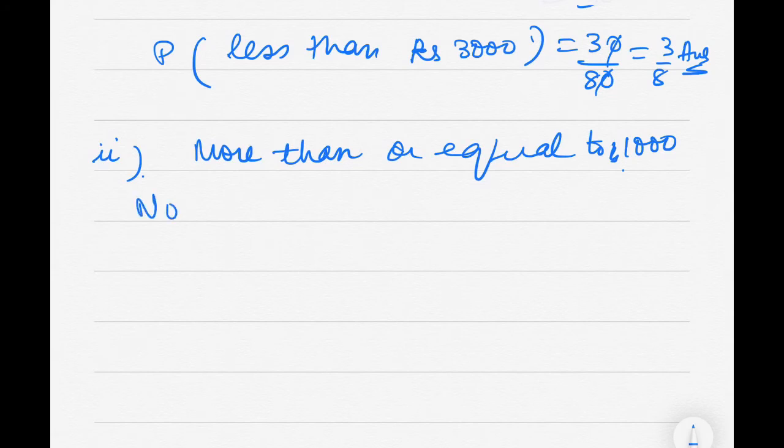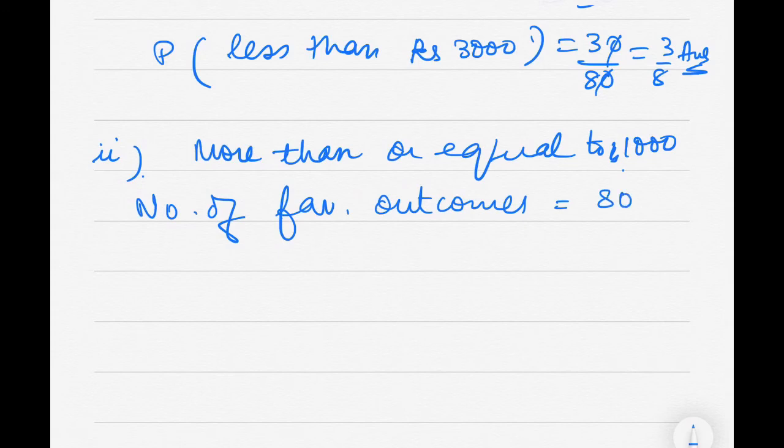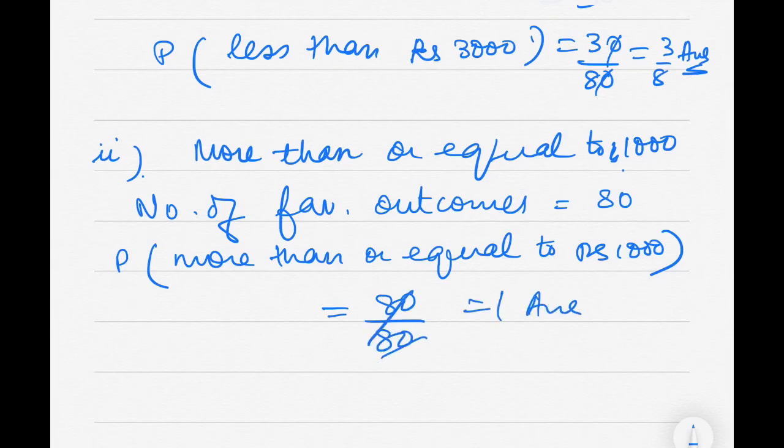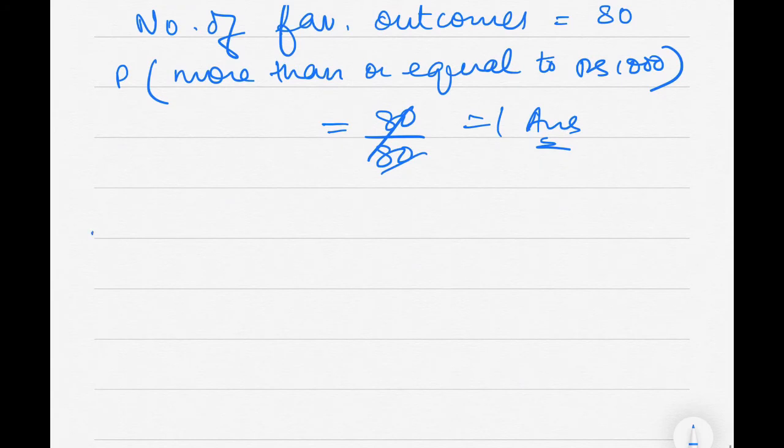So again, my number of favorable outcomes will be all. The number of favorable outcomes of people who are getting more than 1,000 rupees will be equal to 80, because everyone is getting. So my probability of getting more than or equal to rupees 1,000 will be equal to 80 by 80. So this is equal to 1. Now I move to the third part.